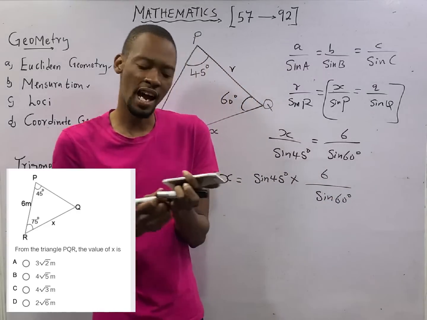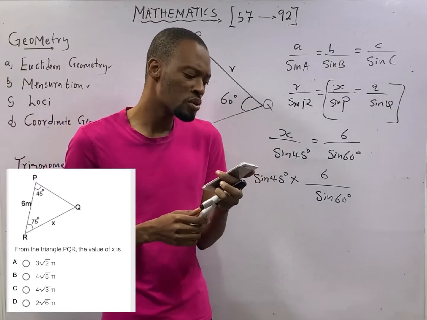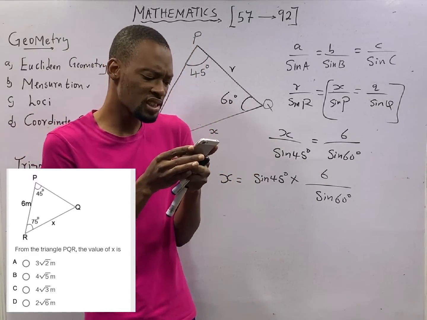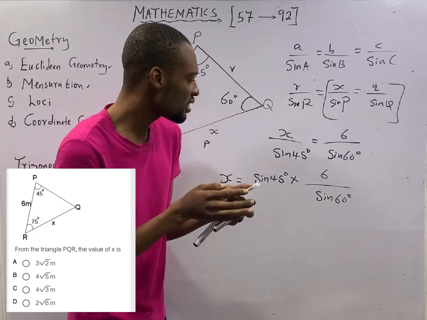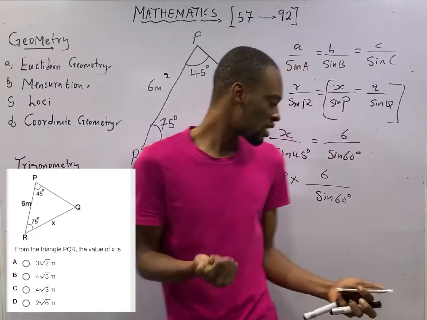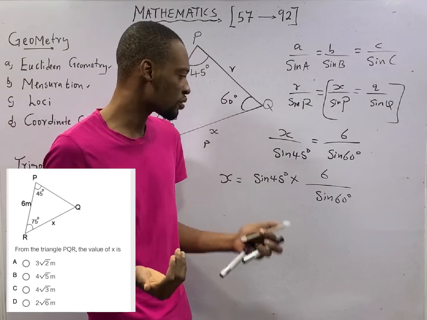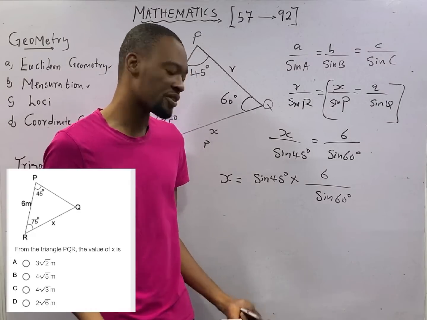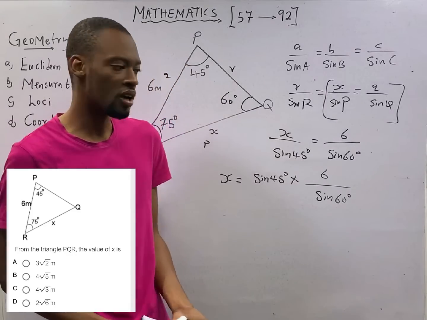Now this is where I have a problem with you. A lot of you learn to forget. You forget things so easily. Recently, I taught you the trig ratios, how to get sine 45 and sine 60, and I gave you the values of all these trig ratios. But now, some persons will still be wondering, what is sine 45 degrees and what is sine 60 degrees without a calculator? I already taught you that.